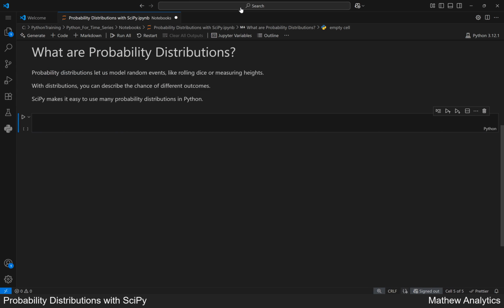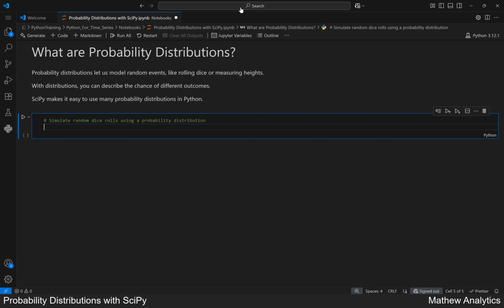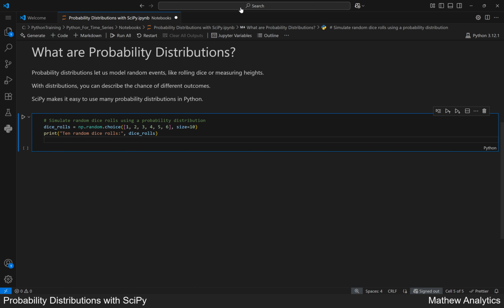Let us try something simple, rolling a dice 10 times. This line creates 10 random numbers, each a possible dice face from 1 to 6. Here you see your 10 simulated dice rolls. Running the cell now.